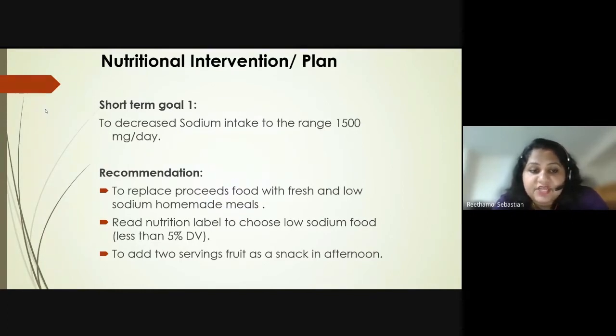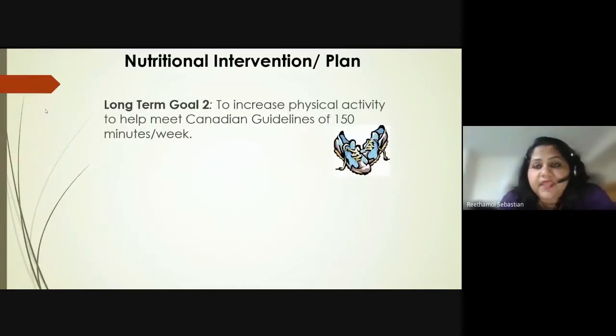And the next recommendation is to add 2 servings of fruit as a snack in the afternoon. Instead of having pumpkin scones, maybe eat a fresh fruit. Okay, and the next goal is, you remember that he has gained 13 percent in the last 6 months. And he is an accountant, he has a sedentary life.